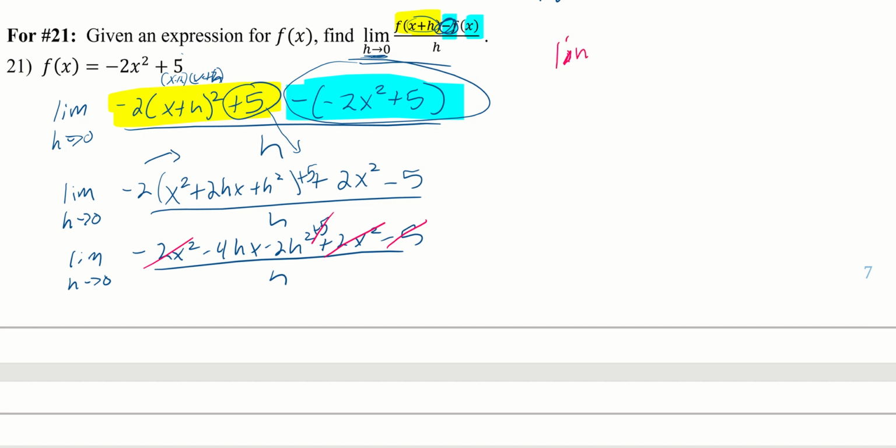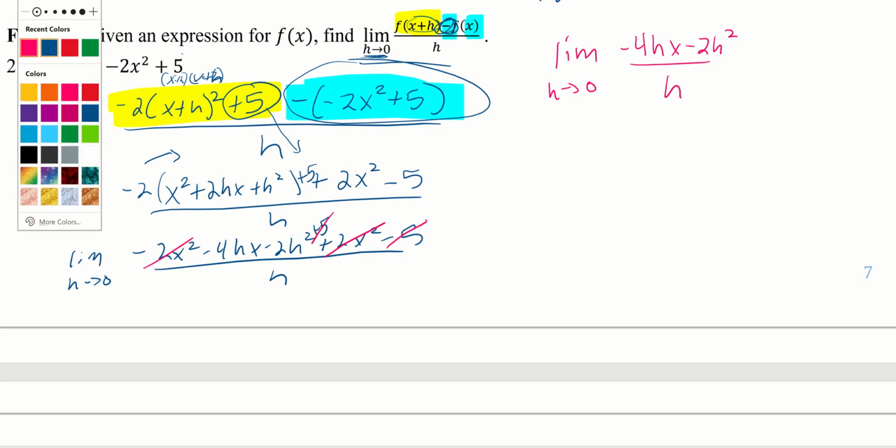So the limit as x, holy smokes, making a few mistakes here. The limit as h approaches 0 of, I'm left with negative 4hx minus 2h squared. Let me do a quick check. I think that's everything, all over h. Now, if you notice, they all have h's in common.